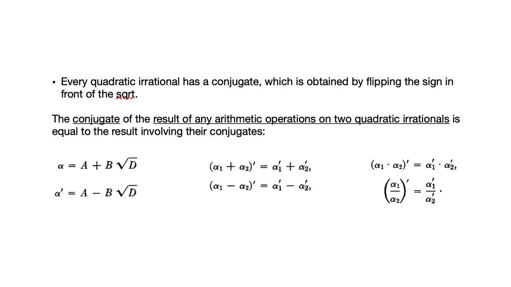Every quadratic irrational also has a conjugate, which is obtained by flipping the sign in front of the square root. The conjugate of the result of any arithmetic operations on two quadratic irrationals is equal to the result involving their conjugates.